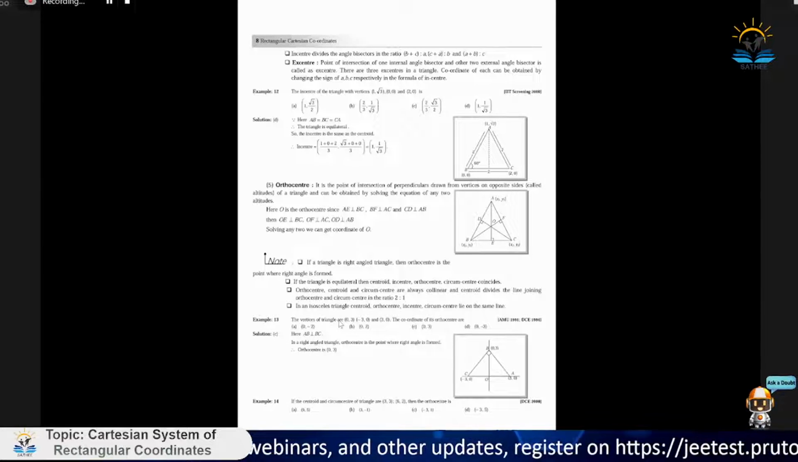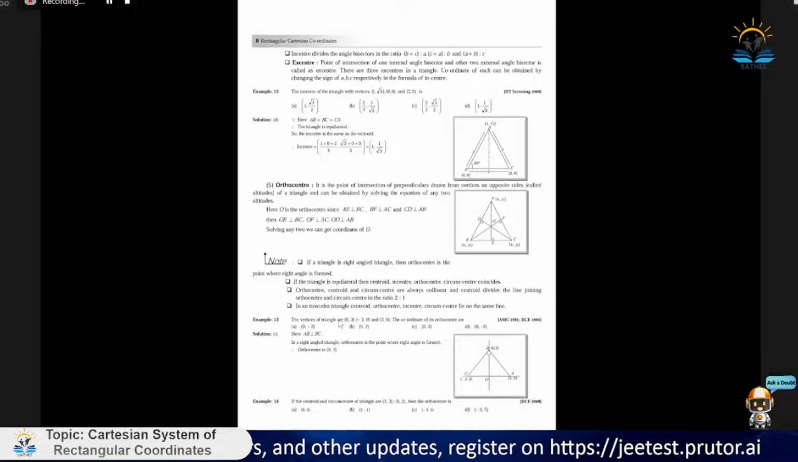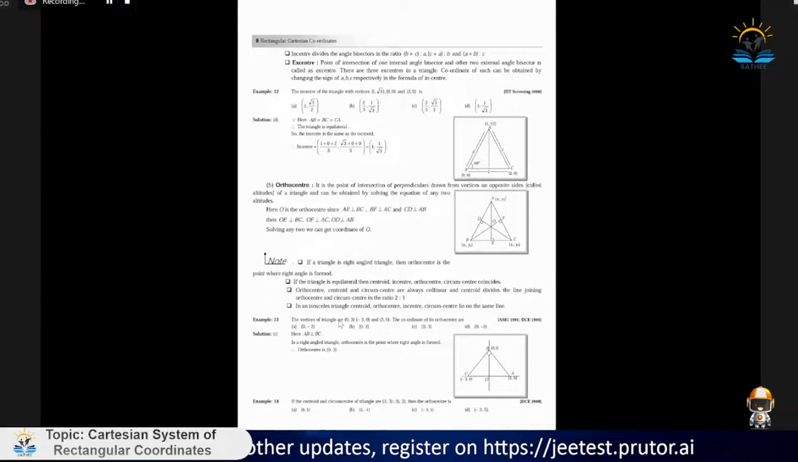Sorry, I forgot to mention that if there is a right angle triangle, the orthocenter would be the right angle point. So yeah, you have to note it. And we'll go for the next question.